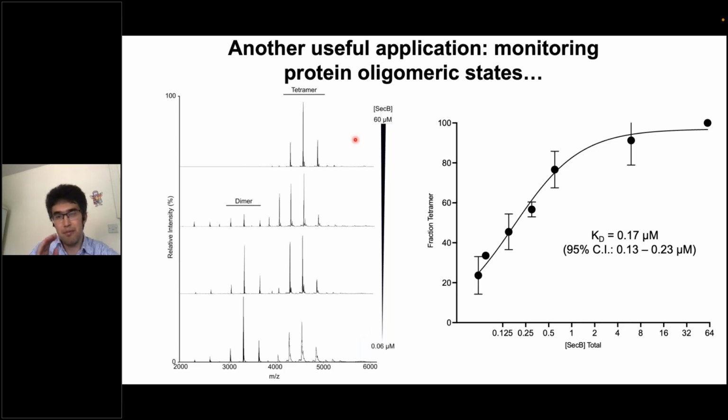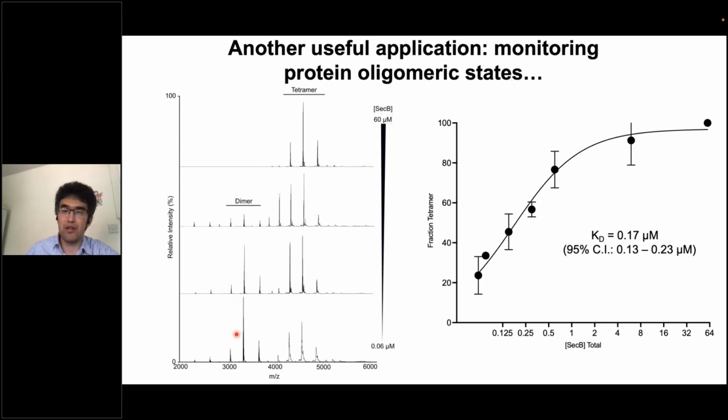So here in this case, I have a purified tetrameric protein called SecB. It's a bacterial chaperone that's involved in the transport of nascent polypeptides from the inside of the bacteria to the outside of the bacteria. So the protein SecB is a homotetramer. When you purify the protein from bacteria, you see almost exclusively tetramer at a high concentration of 60 micromolar. But as you dilute the protein down from 60 micromolar to 60 nanomolar, you see disappearance of the tetramer charge series and a concomitant increase in a dimeric charge series.